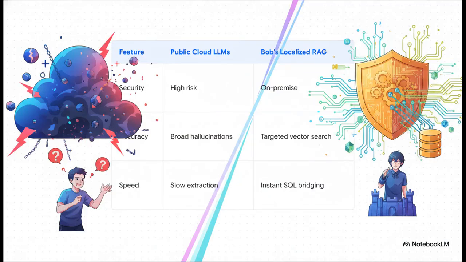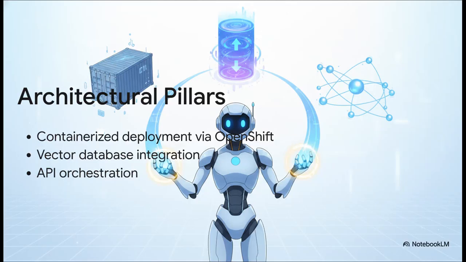When you use public cloud LLMs, you face high security risks, broad hallucinations, and super slow extraction because the data is completely disconnected and external. But with Bob's localized RAG, the system uses localized vector search algorithms that connect directly to your legacy SQL databases. It bridges that fragmented legacy data into a unified, high-speed vector pipeline without ever exposing your proprietary corporate data to the public cloud. It's giving you on-premise data sovereignty and instant SQL bridging. Real game-changer stuff. So how is it actually pulling this off?